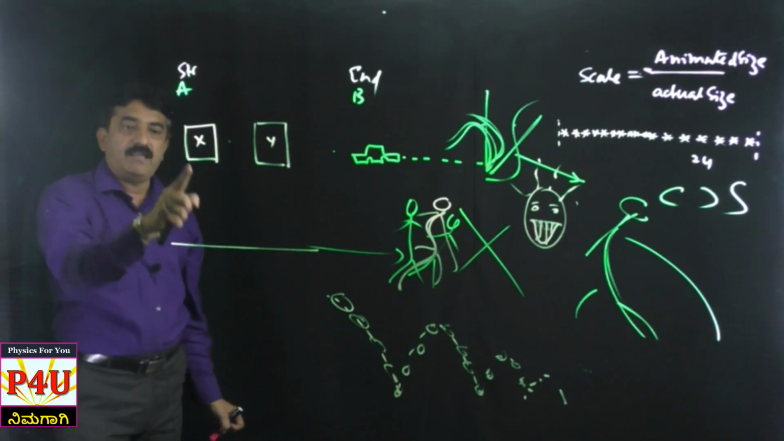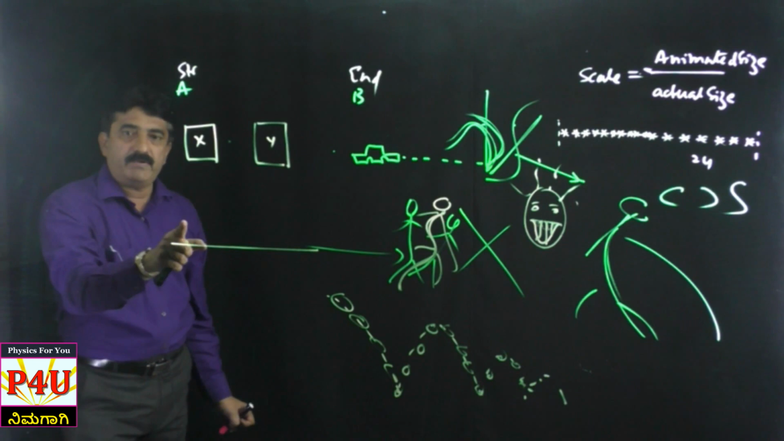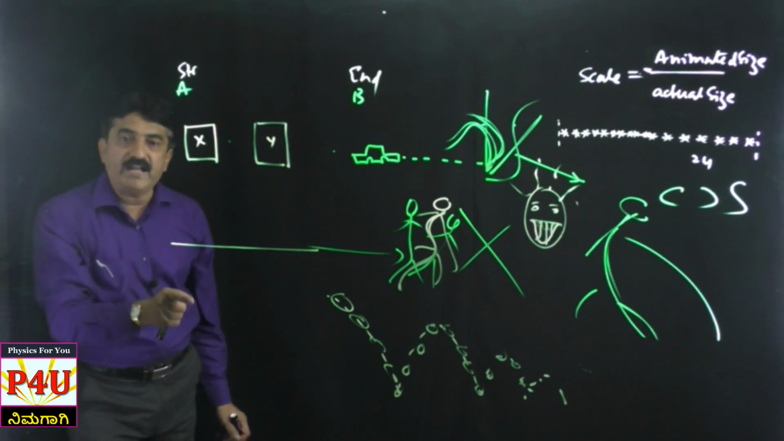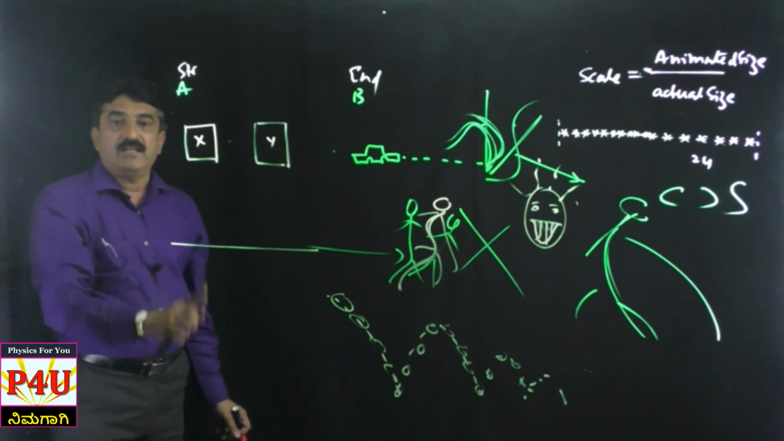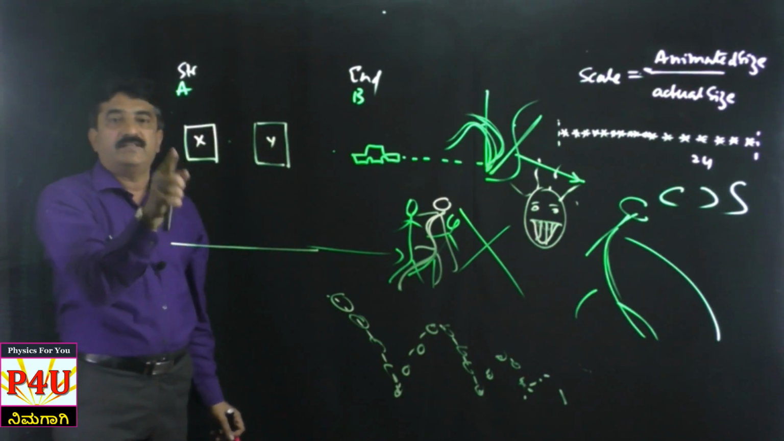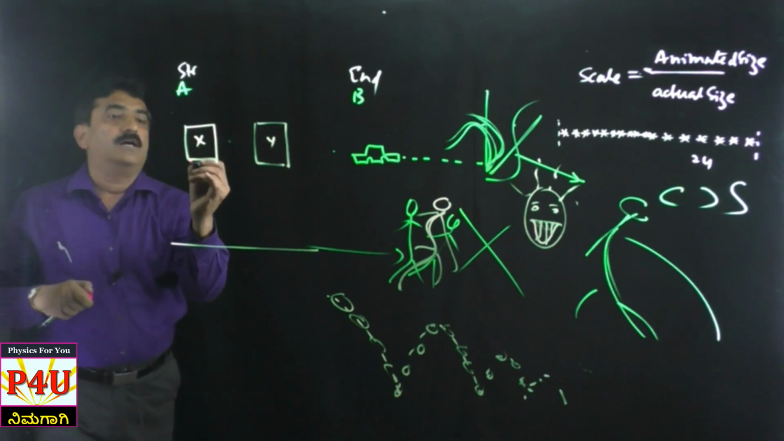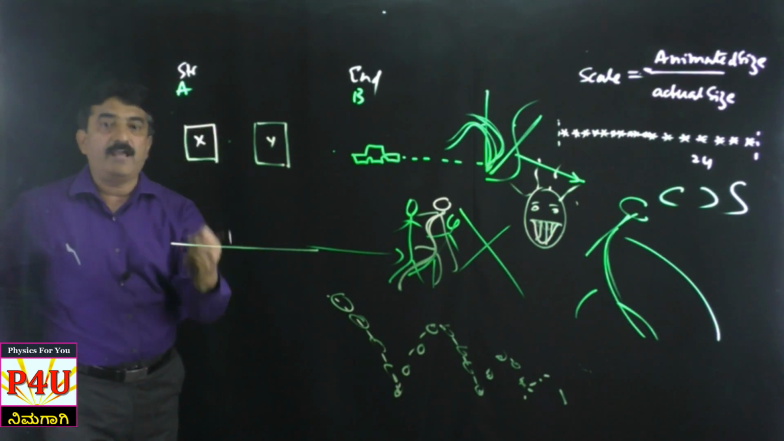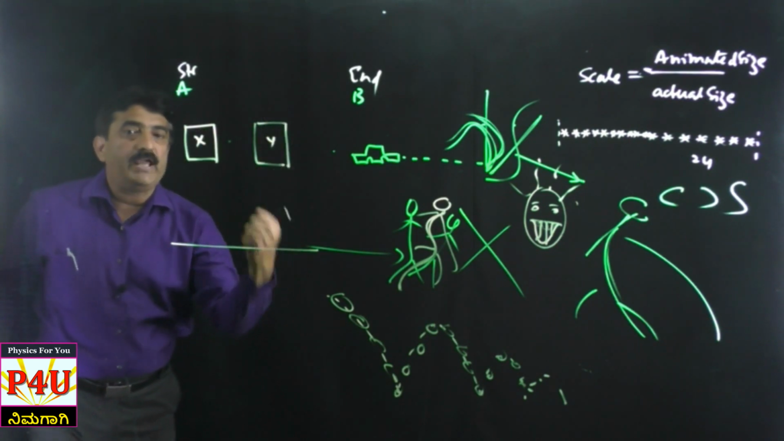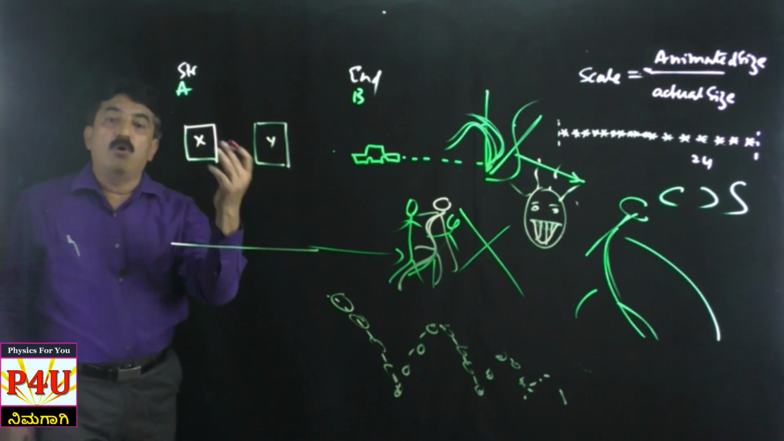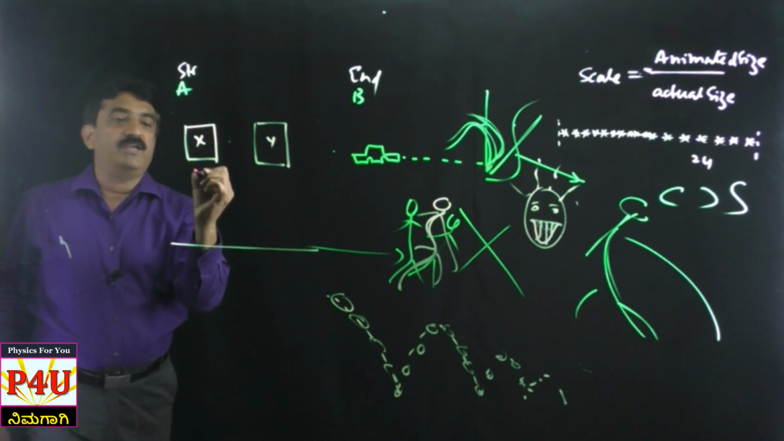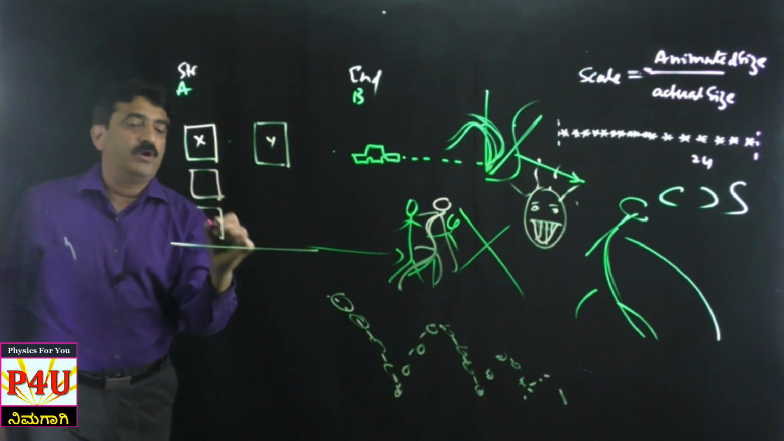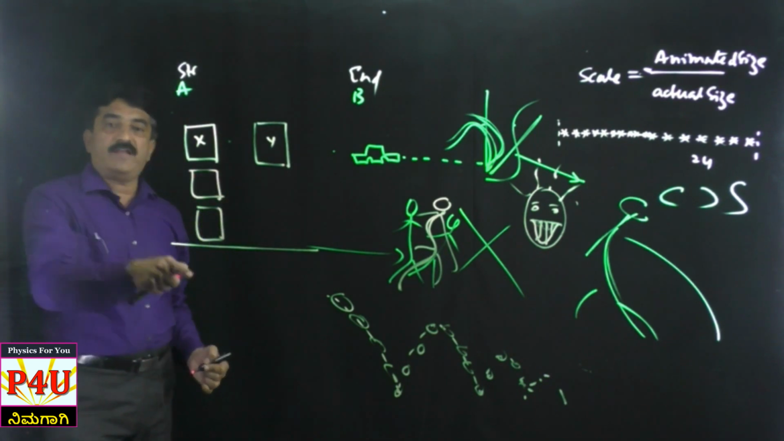That means timing is less. Less timing indicates that the body weight is more. More timing indicates that body weight is less. This is a lighter body, this is a heavier body. If X falls very fast, that means timing is less. Y falls slowly, which means timing is more. Falling very fast means you have one image here, one image here, one image here, that's all. So three frames, that's all.